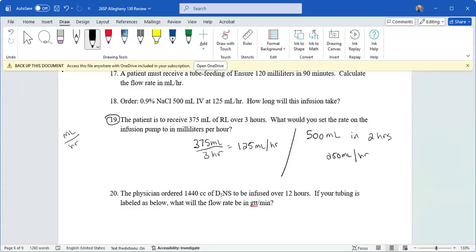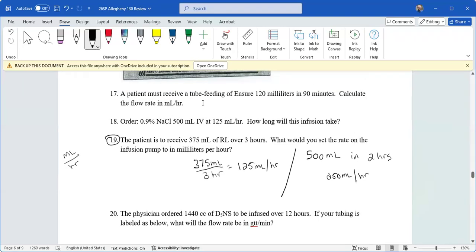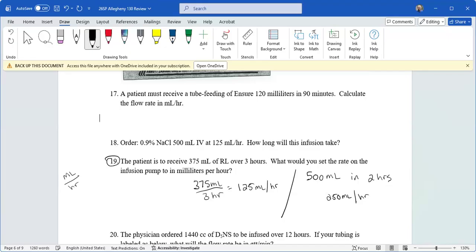Okay. Now, what about something like number 20? I'm sorry, not number 20. What about something like number 17? So I'm going to scroll up a little bit, create a little more space here. So number 17, now we're doing something where we have minutes involved, and the minutes really is something that throws a lot of students off.